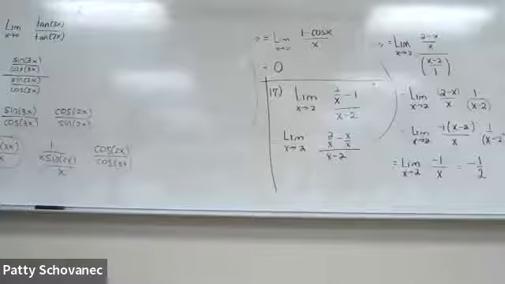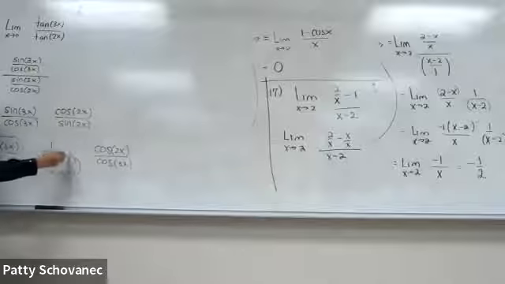Will be 3, isn't it? That was the general version of the special limit. If there's a number in here and a number out there, we take the ratio of those two numbers. This limit is going to be 2.